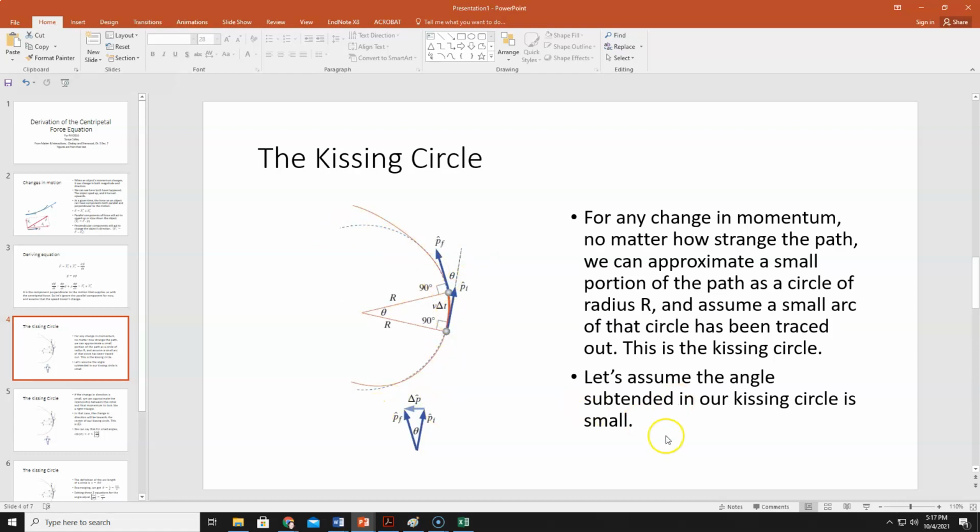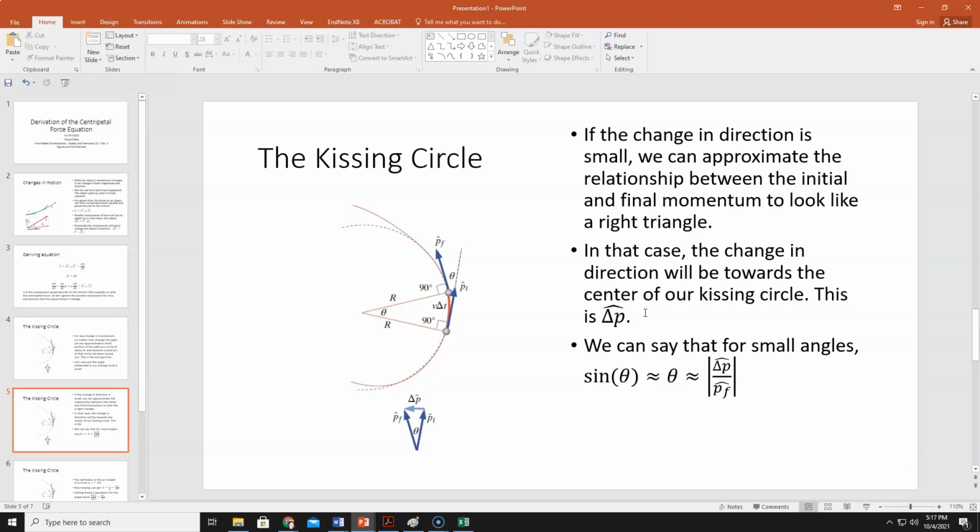Okay? So we're going to assume that our angle in our little kissing circle, which is indicated by this blue dashed line in the figure, is a really small angle, okay? And we're going to assume that then we can draw the initial motion direction, P initial hat, and the final momentum, P final hat direction, and then we can draw the delta P hat this way, okay? So if this change of direction is small, then we can approximate the initial and final momentum relationships to look like a right triangle, as shown here, okay? That delta P hat then, that change in the direction, will be in towards the center of our kissing circle.